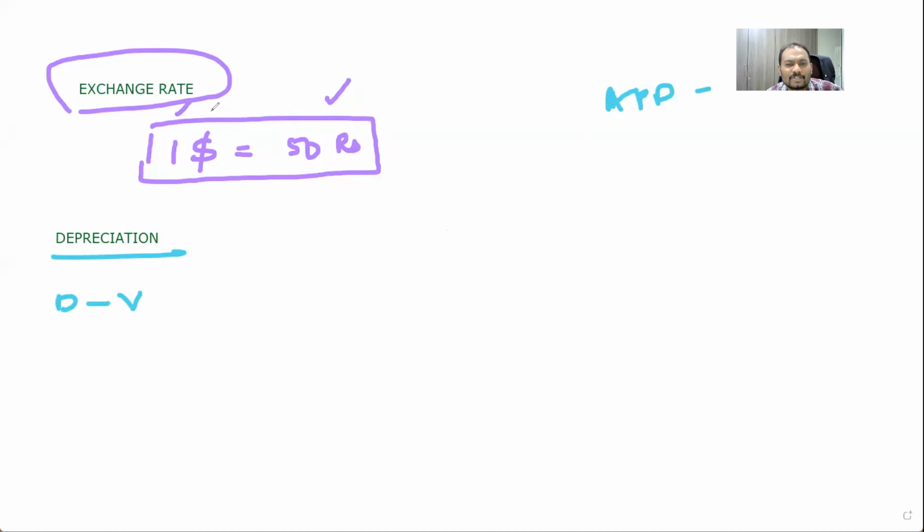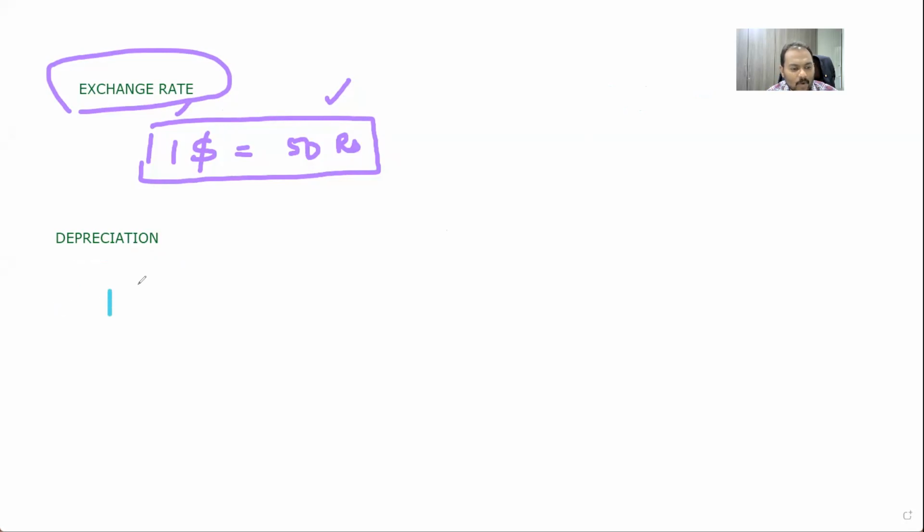Is that appreciation and depreciation in the simplest of terms, in common man's language? Yes, sir. Depreciation is decrease in the value, and appreciation is increase in the value. Okay, I'm just going to give you a very simple numerical example and how it's going to make an impact on exports and imports. So I want all of you to kindly concentrate and understand this logically.